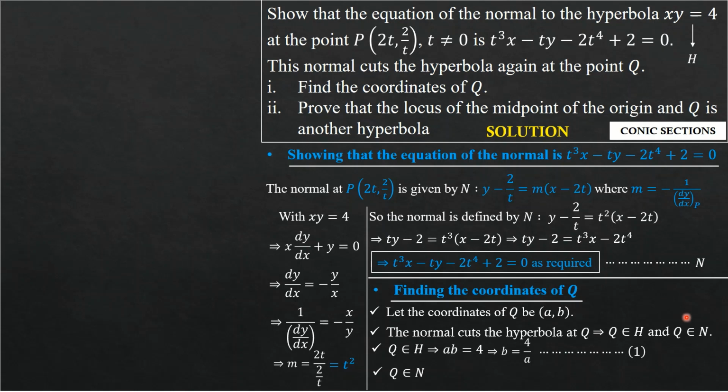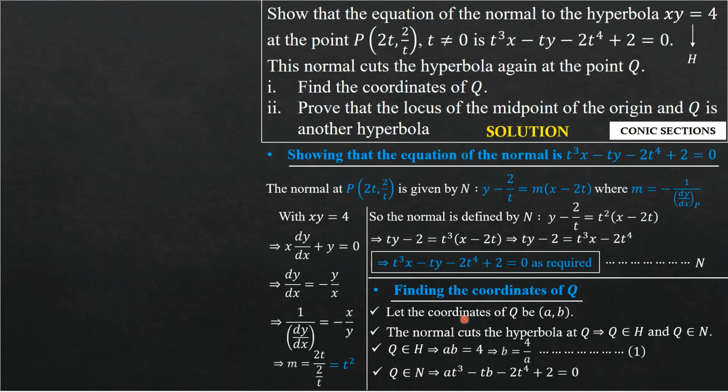Next, Q belongs to the normal. It means that the x and y coordinates of Q satisfy the equation of the normal. So the x coordinate of the normal is x and the y coordinate is y. Therefore for Q, the x coordinate is A and the y coordinate is B.